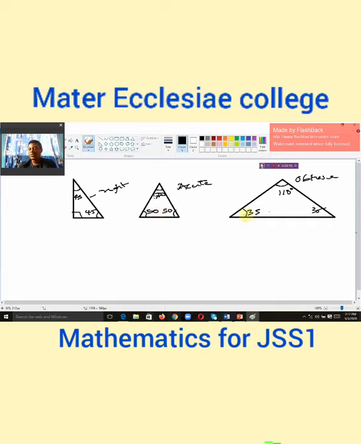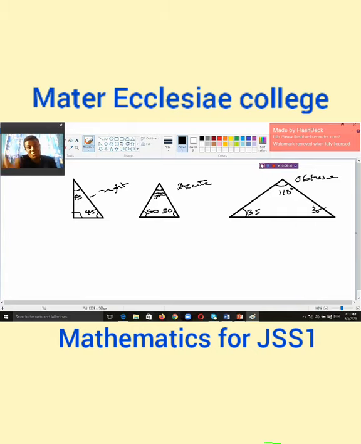Look at this also, 35-35. The base angles are equal. It's obtuse, but it's also an isosceles triangle. This one is acute, but it's also an isosceles triangle. This is right angle, but it's also an isosceles triangle. Do we get it? So that's why I said that an isosceles triangle may be a right angle triangle.